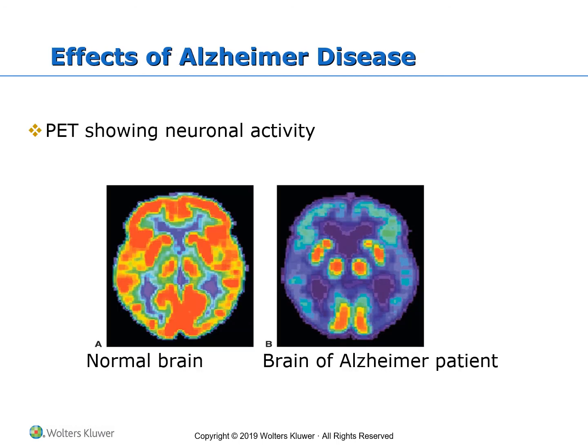This image is showing you the PET neuronal activity in a normal brain and in the brain of an Alzheimer patient. If you remember on PET, I told you that the red areas show areas that have high activity. You can see how in a normal brain there's a lot of red, while in an Alzheimer patient it's a lot of blue and purple. That means those areas of the brain are totally inactive.